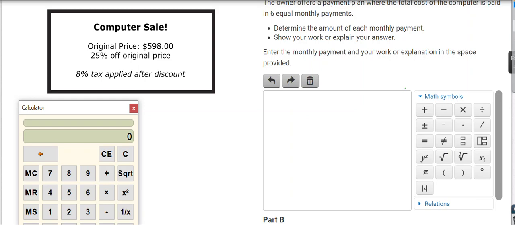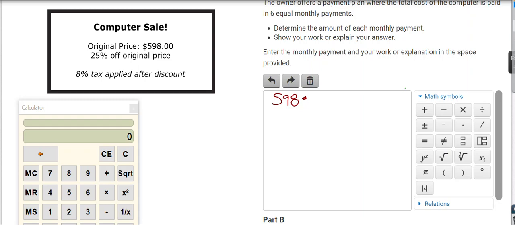So the original price is $598. Just to make sure I type everything in the box that I need to, I'm going to write it first in the box, and then I'm going to do the work on the calculator, just to make sure I have everything listed. So we have $598, and we are going to multiply it by, well, there are two ways I could do this. I could multiply it by 0.25 and then subtract that from $598, or I could just multiply it by the percent that I'm actually going to be paying.